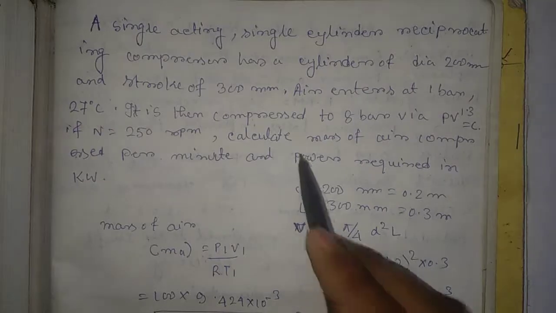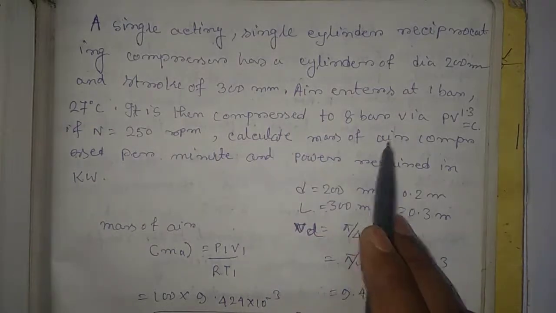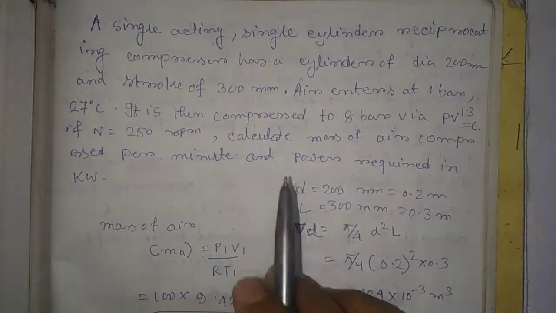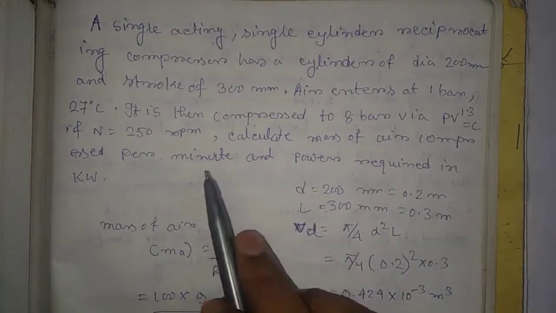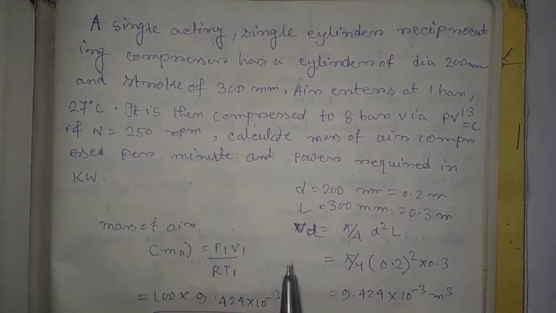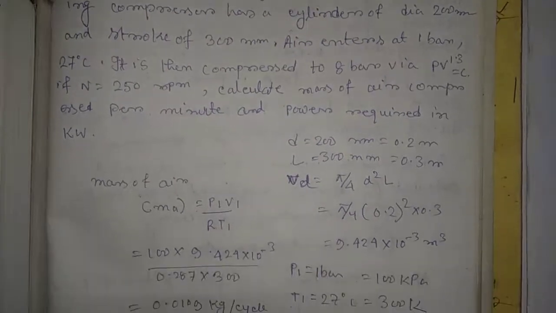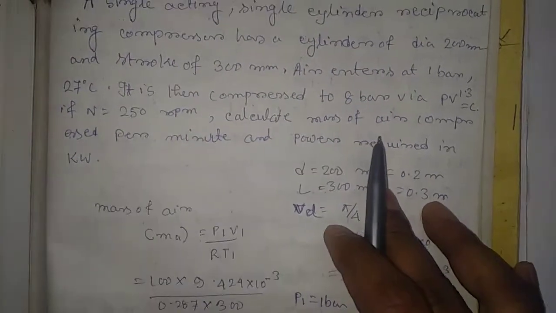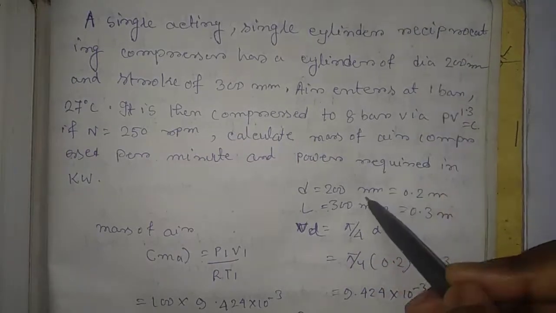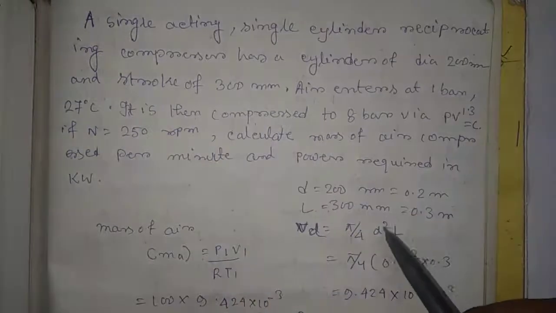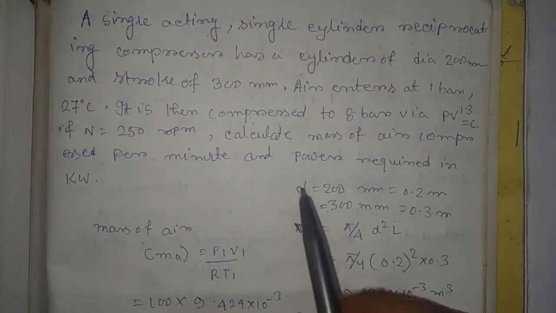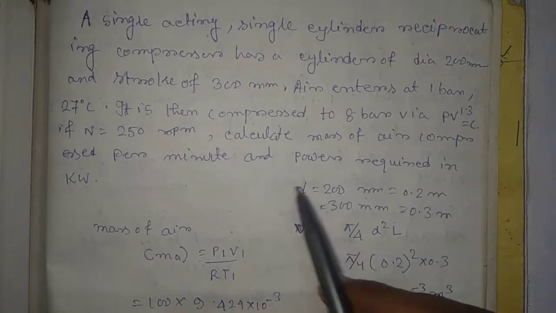Now calculate the mass of air compressed per minute, and the power required in kilowatt. As the values are given, just note them down first. The diameter D is 200 millimeter and the stroke is 300 millimeter. Just convert them into meter here.